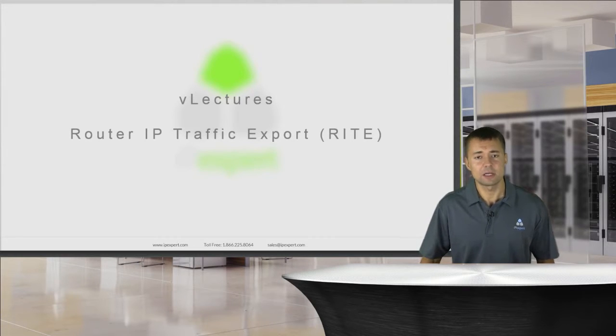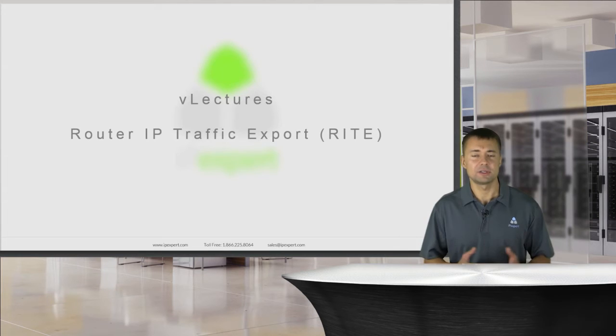In today's vLecture, I'd like to talk about Router IP Traffic Export, sometimes called IP Traffic Export, or simply RITE. This feature is intended to give you the ability to copy the traffic from the network to a certain location. The main advantage is obviously the analysis of the traffic that is traversing our router and possibly inspection, like with an IDS solution. There are also some other applications, but these two are the most commonly used ones.